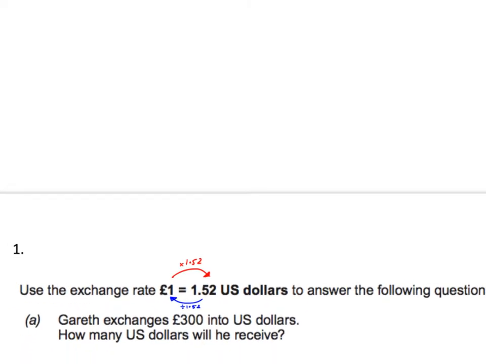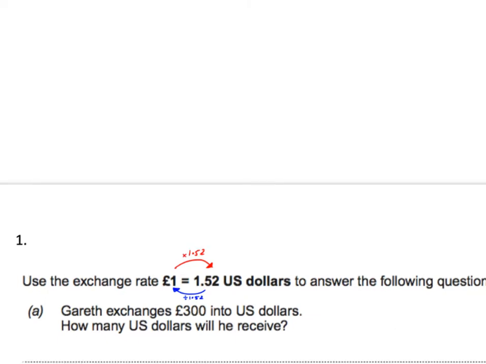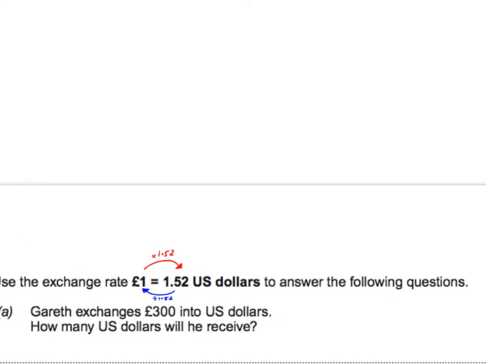Okay, so the first question says, use the exchange rate £1 to $1.52 to answer the following questions. Now, this is a non-calculator exam, and this is a non-calculator question, okay? To change pounds into US dollars, we always times by that number, and to change it back, we divide, because anything divided by itself is 1. 1 times by anything becomes a new thing.